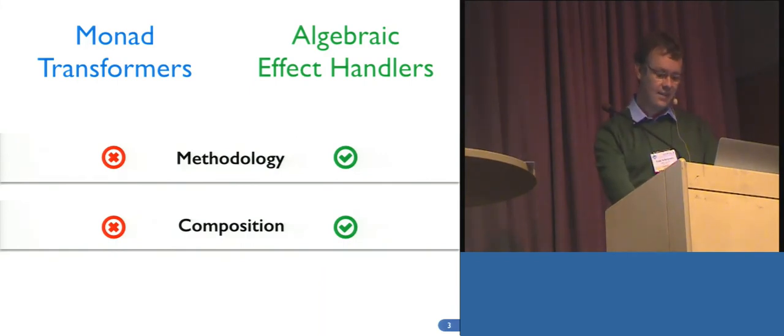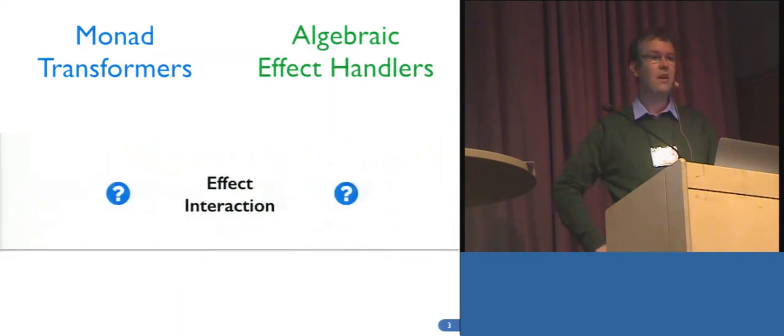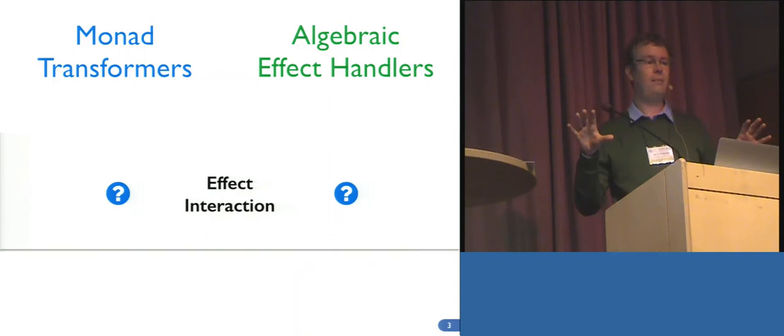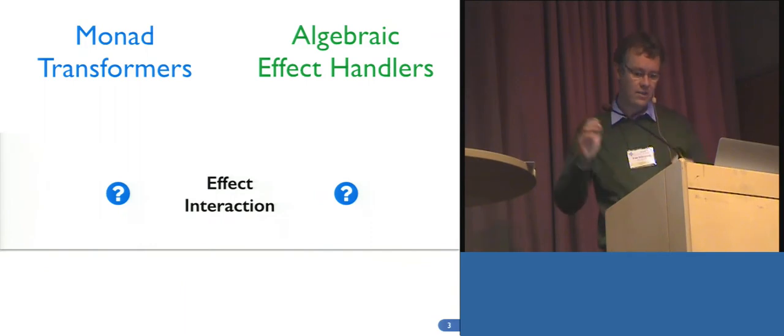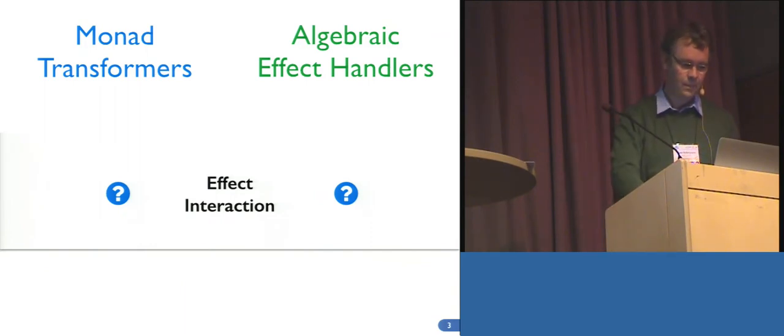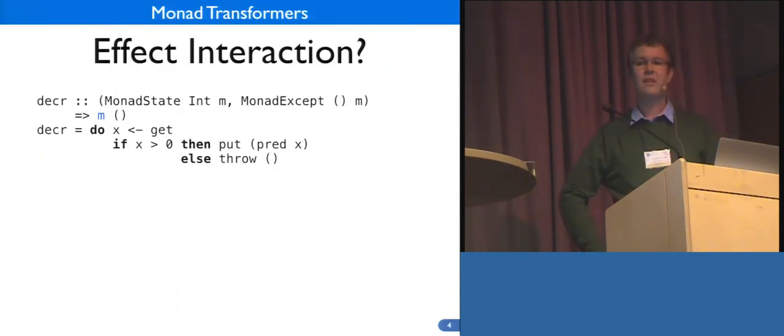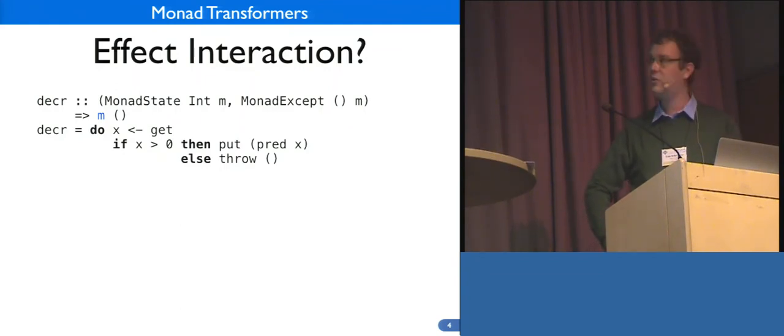So that's all very nice, but in this work we're looking at another property that we're interested in. When we're combining multiple effects, we also want to look at how these effects are going to interact with one another. So let's investigate that property. And here you have an example of a program that uses two effects, the decrement program. It uses both state and exceptions.